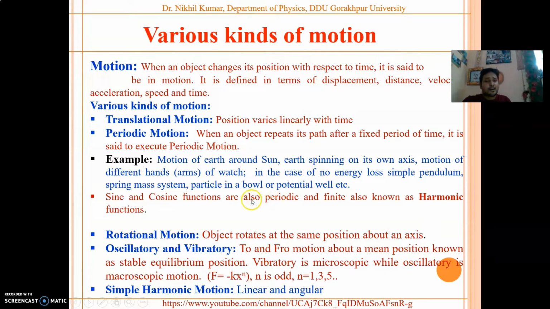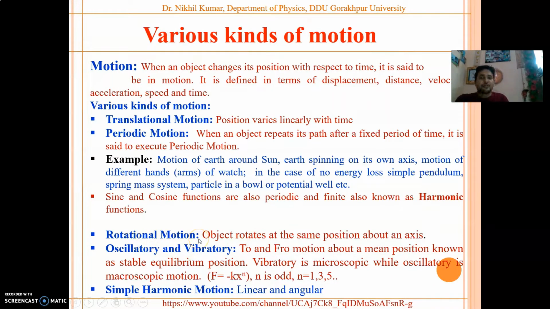Sine and cosine functions are also periodic and finite and are known as harmonic functions. We know that the tan function is also periodic, but it is not finite. We know that tan 90 is infinity. So sine and cosine functions are periodic with periodicity 2 pi and are finite. That means, as we know, sine and cos vary from +1 to -1. So these are harmonic functions, and any periodic function can be represented in the form of these harmonic functions.